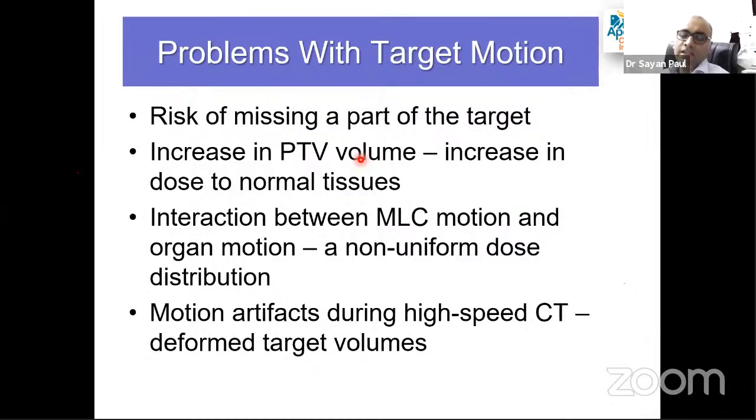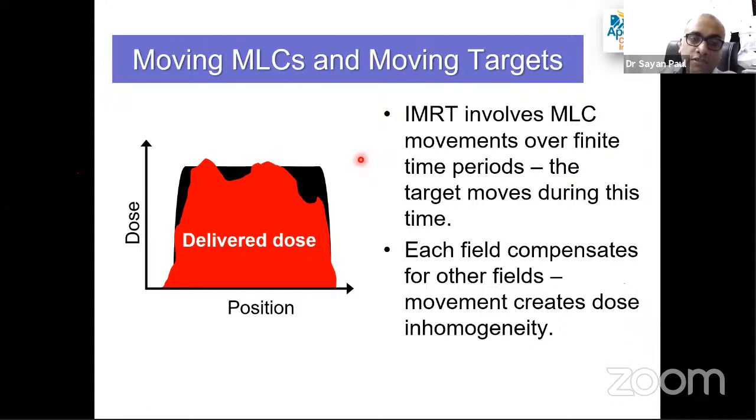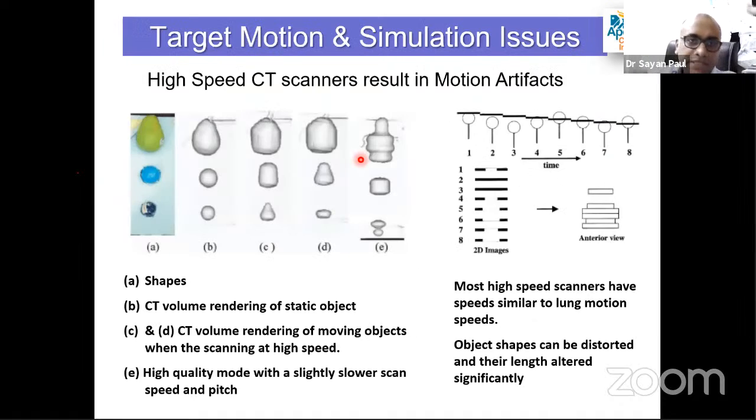Then there is motion artifact during high-speed CT scan. When you are taking an image for your simulation, for your planning, you can get a deformed image. I will explain later. IMRT involves MLC movement over a finite time period, and if the target moves during that period, because each field compensates for other fields, it creates inhomogeneity. Suppose this is your planning dose, and if the target moves, the delivered dose will be something like this. So you cannot afford the organ motion. You have to do something about the organ motion during your high precision treatment.